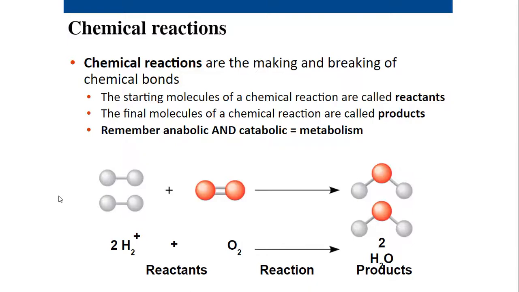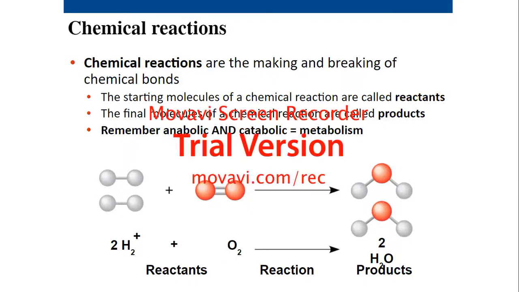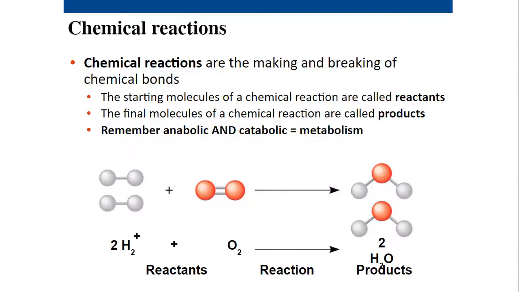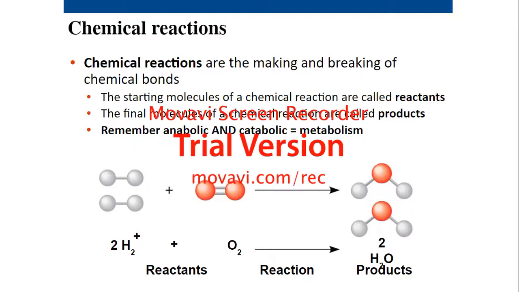All right, so chemical reactions are the making and breaking of chemical bonds. Again, this isn't a chemistry class, but you remember the law of conservation of mass: matter cannot be created or destroyed. So what's really happening during chemical reactions is that you aren't creating or destroying matter. All you're doing is rearranging atoms. You're breaking bonds and forming new bonds.